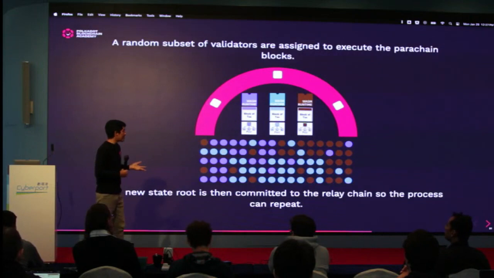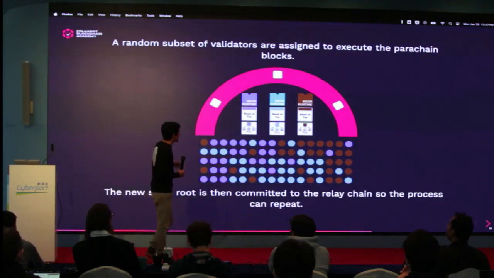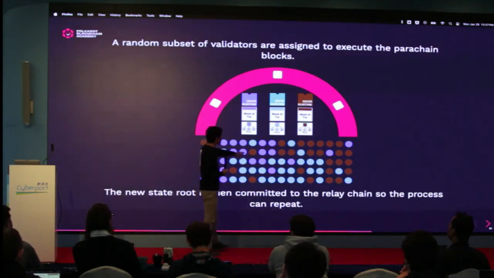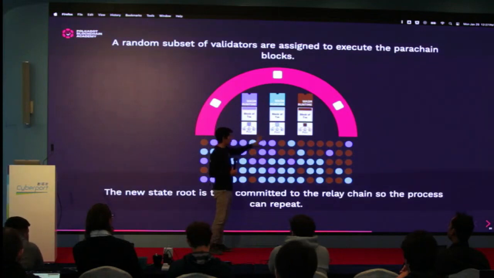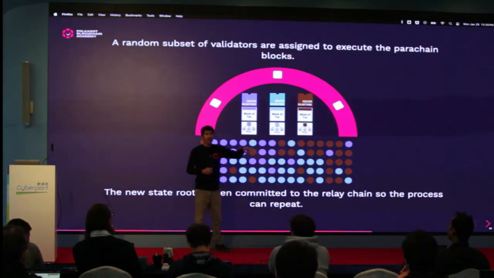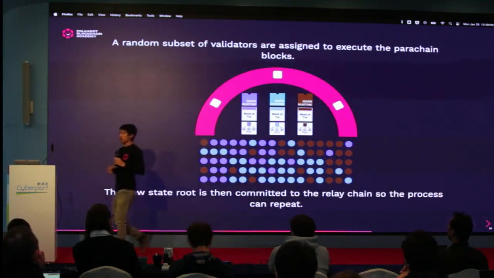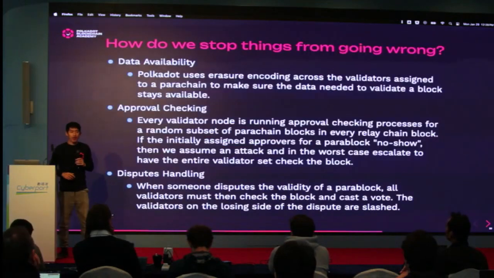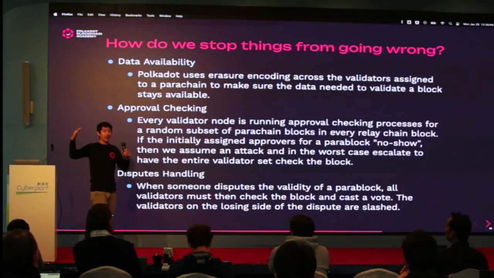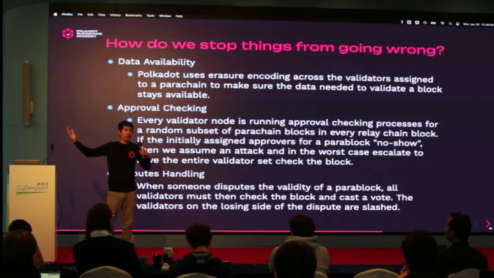So I guess what you heard from me is that you choose which validators are executing which parachain block, right? And then if they can't come to consensus, things escalate through the disputes process or through the approval checking to more and more validators until basically everyone in the whole chain is running the block.